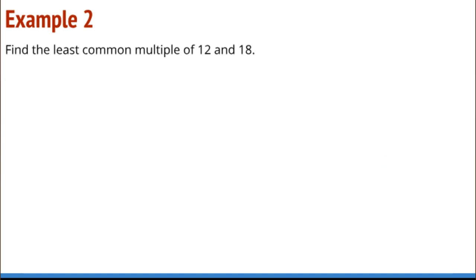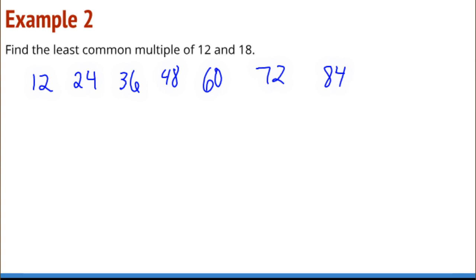All right, so looking at an example here, finding the least common multiple of 12 and 18. Now, one very common strategy is to just start listing multiples. 12, 24, 36, 48, 60, 72, and we keep going. And then we come down to 18 and we list its multiples: 18, 36, 36 and 18 is 54, and 54 and 18 is 72, and 72 and 18 makes 90.